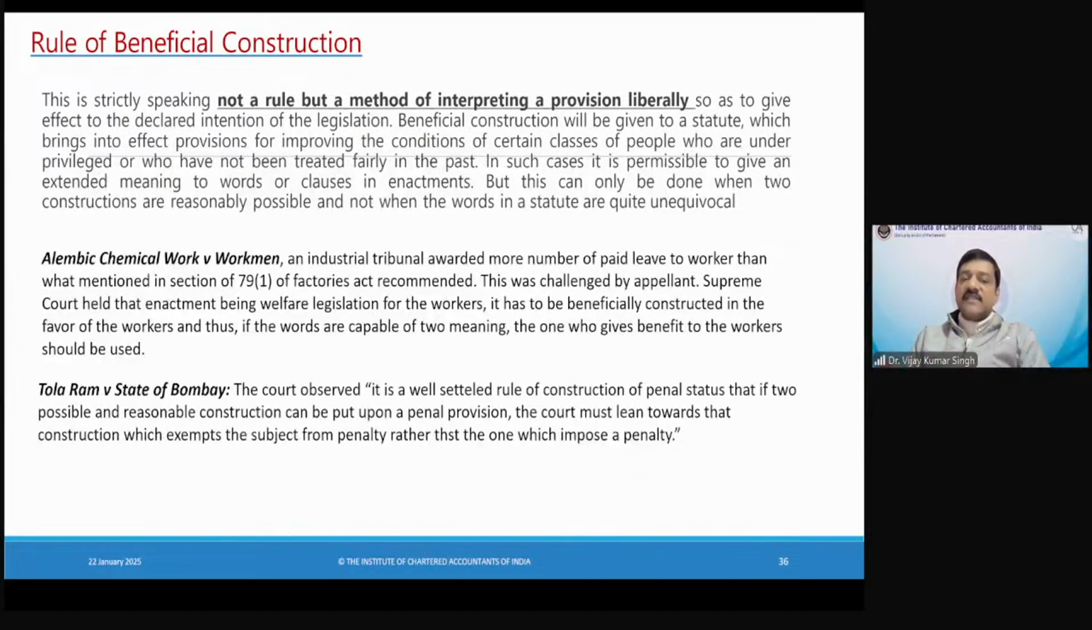Second, Tolaram versus State of Bombay. This is a penal statute or criminal law. The court observed it is a well-settled rule of construction of penal statutes that if two possible and reasonable constructions can be put upon a penal provision, the court must lean towards that construction which exempts the subject from penalty rather than the one which imposes a penalty. So this is what was held in Tolaram versus State of Bombay. So this is how penal statutes are. If there are two constructions possible, the construction which favors the accused will be taken into consideration.